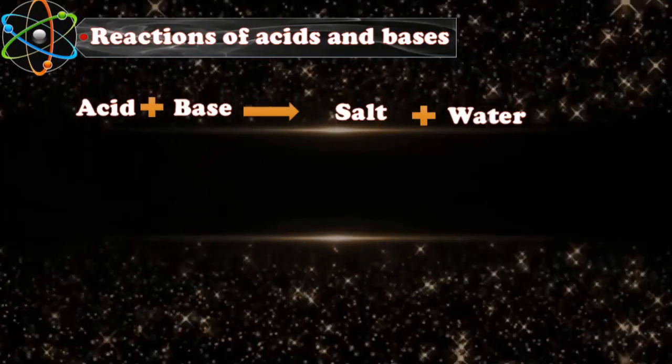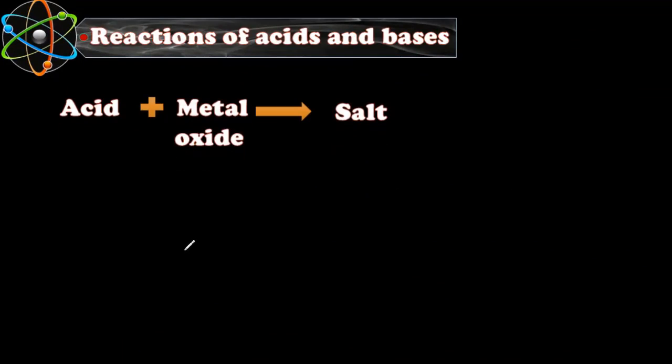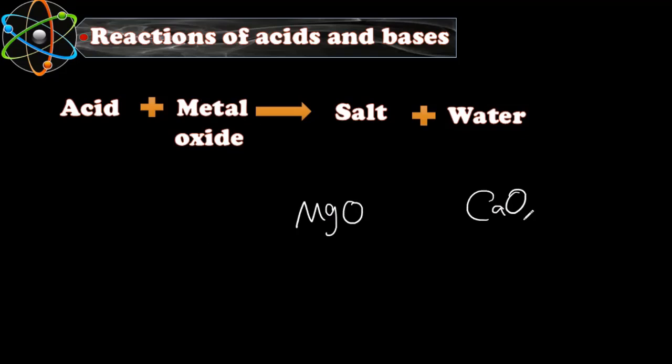This is the second reaction here. Let's look at another reaction of acids and bases. If we have acid and metal oxide, this will give us salt plus water, the same as the first one, but here we have metal oxide. What is metal oxide? Metal oxide is a metal with oxygen, like magnesium oxide, like calcium oxide.